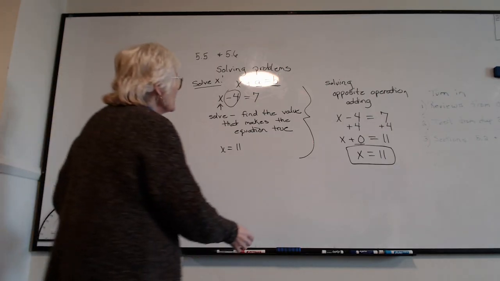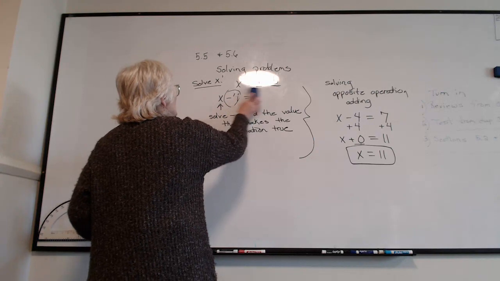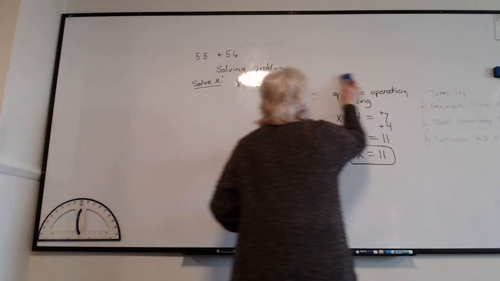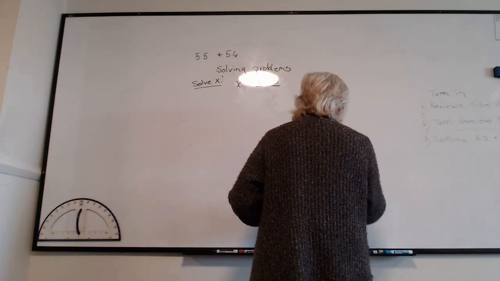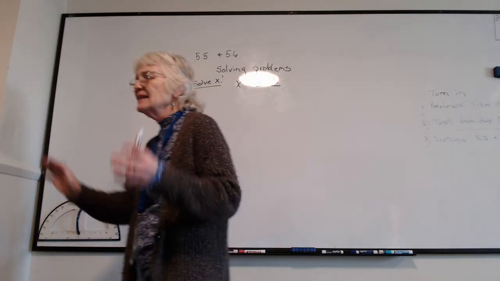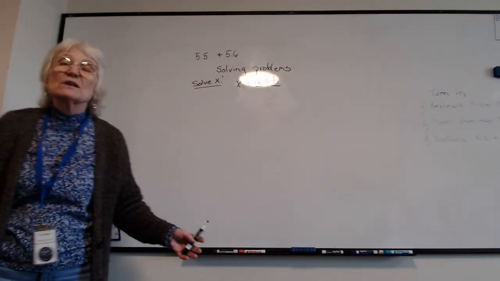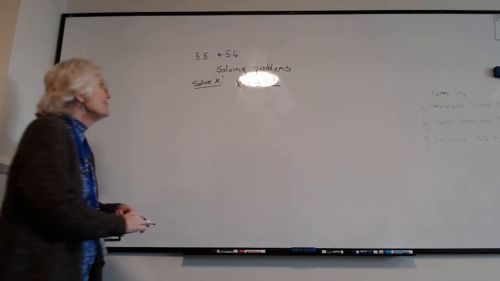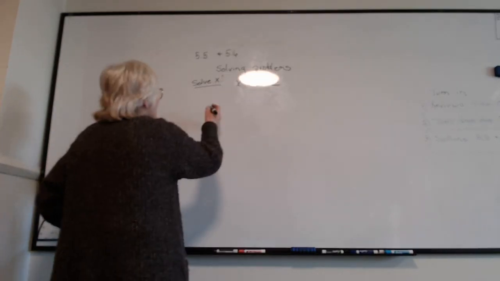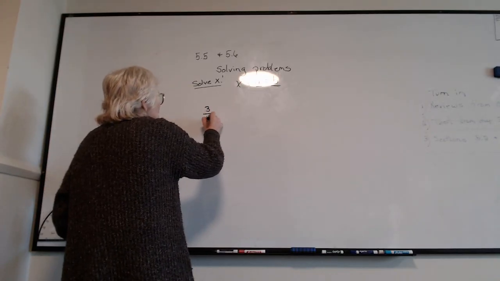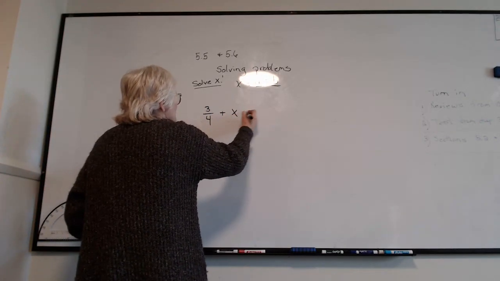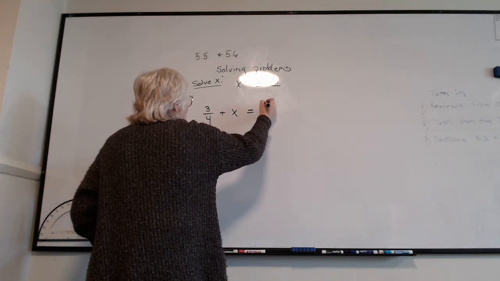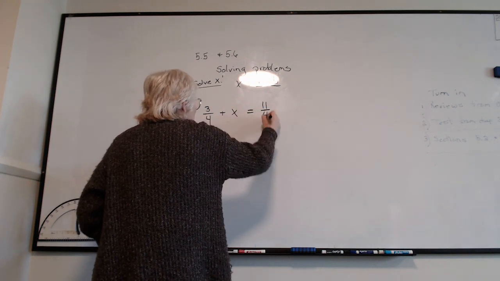So let's look at a different problem. Again, we're going to do the opposite. So all we're working with is adding and subtracting today. Okay, so we're not going to work on multiplication and division. We're just going to work on adding and subtracting, because that's all we really talked about, adding and subtracting integers. And that's really what you're doing here. Okay, so if I have 3/4 plus x equals, I'm going to make it 11/4.